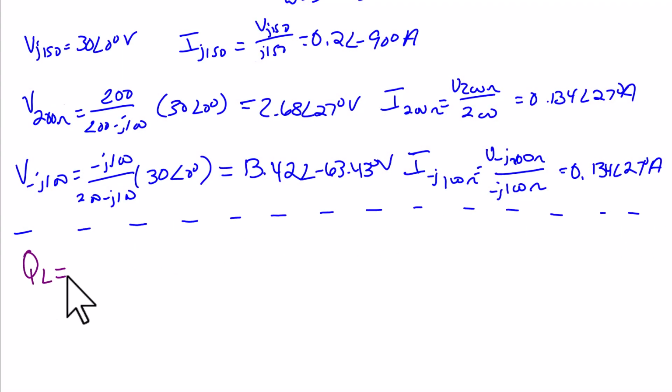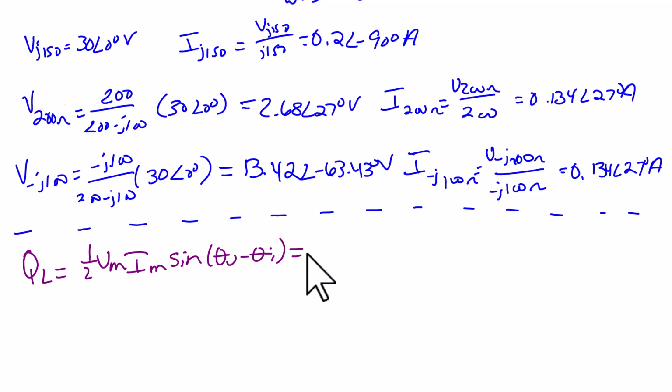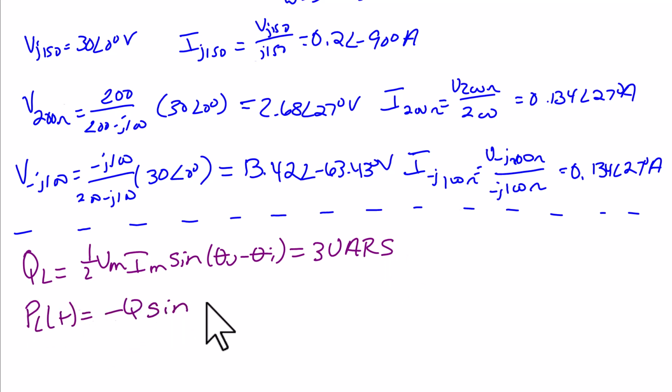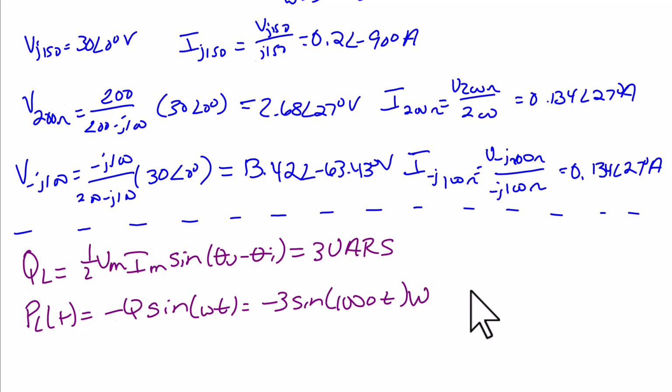So first we are going to find the reactive power for the inductor, which is 1/2 Vm sine of theta V minus theta I, which equals 3 var. Next, we're going to find the instantaneous power for the inductor, which is negative Q sine 2 omega t, or negative 3 sine 1000 t in watts. And at 2 seconds, we get negative 2.79 watts.